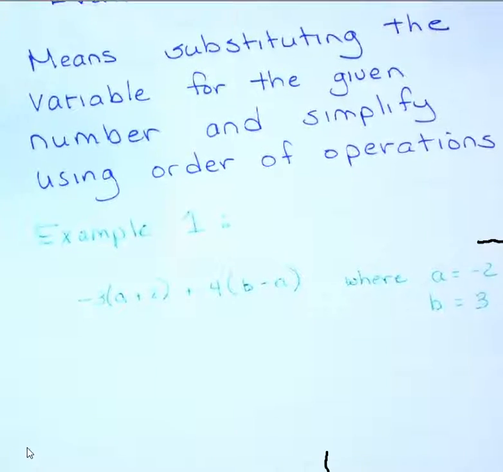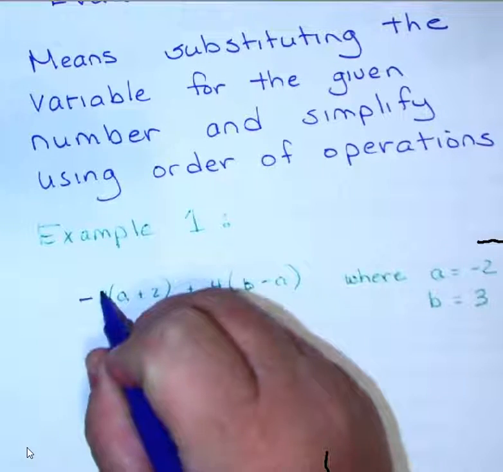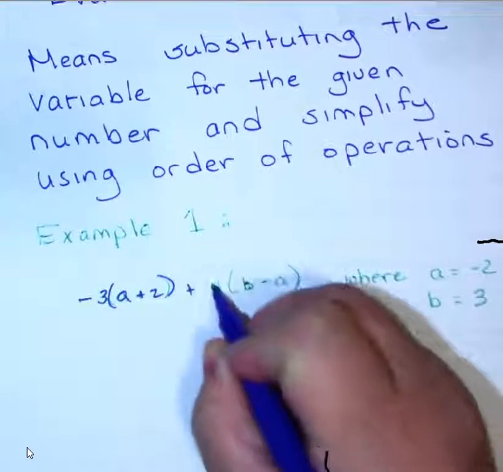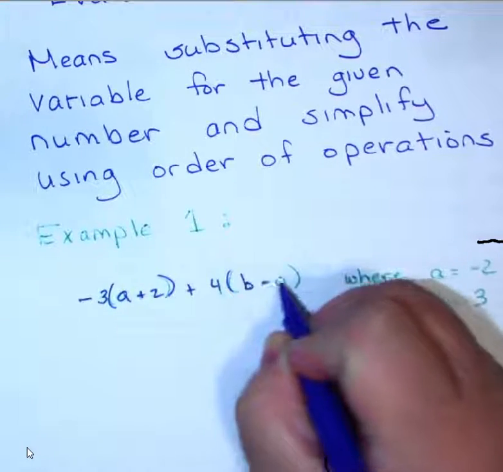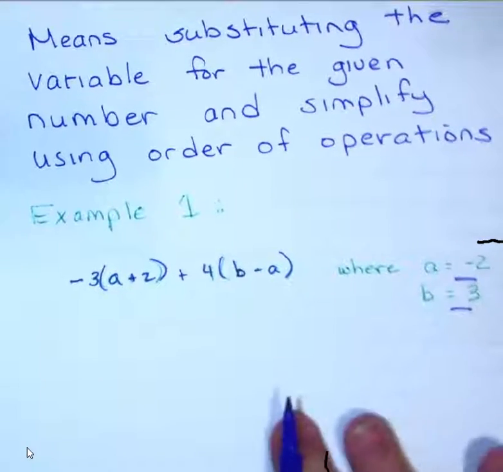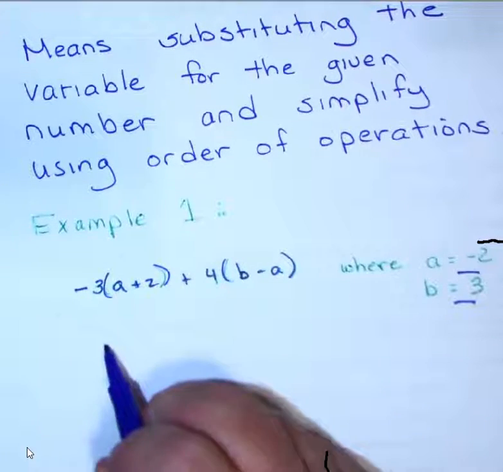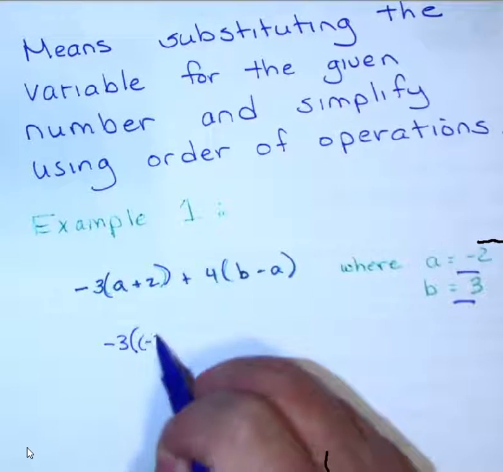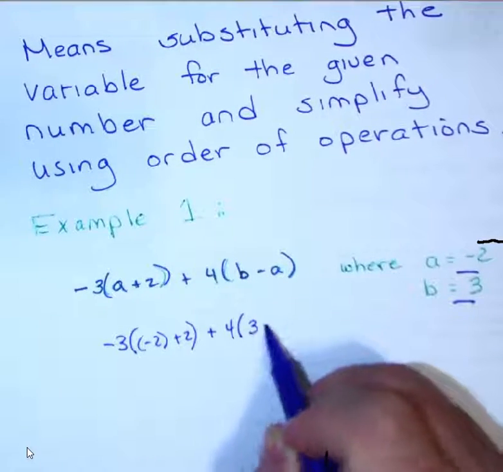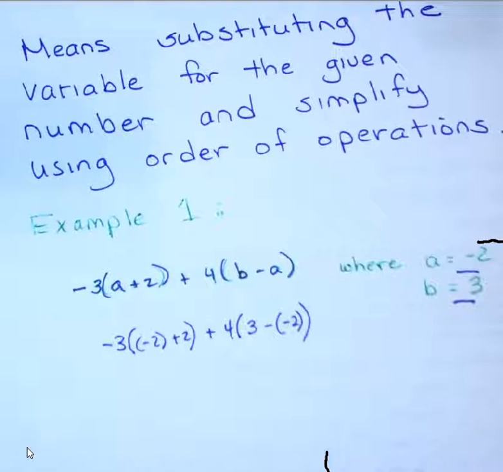Sorry, my lighting here again. I guess the green doesn't show up very well. So this is negative 3 times a plus 2, plus 4 times b minus a. And what they're telling you is a is negative 2, b is 3. Okay? So what we're going to do is wherever there's an a, we're going to put a negative 2. And wherever there's a b, we're going to put a 3, minus negative 2. All right? And once we've replaced all the variables with the constants, we're going to use order of operations.